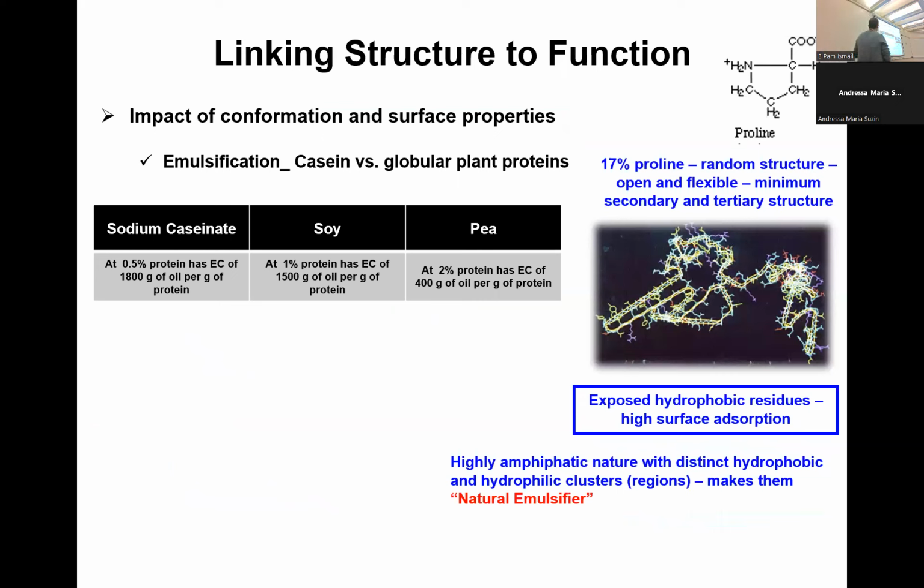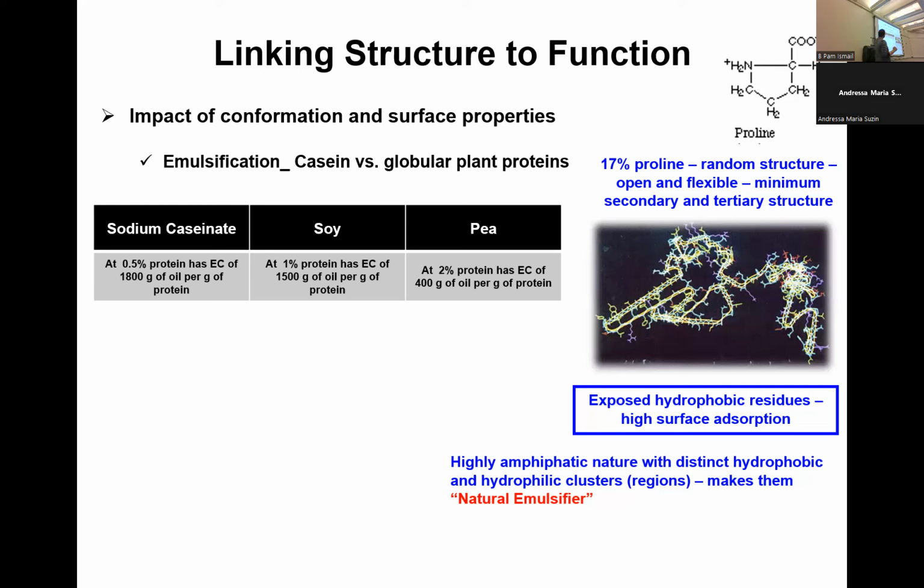So here's linking a little bit of structure to function. We mentioned casein earlier. This is casein, which has an open structure. Just to remind you, the random structure is due to the high percentage of proline, which is a structure breaker or secondary structure breaker. So it's a flexible, open protein, naturally open, very amphipathic. That means it has really high surface hydrophobicity and high charge on the surface. So it has a very nice balance between hydrophobicity and hydrophilicity, and that is why we call them natural emulsifiers.